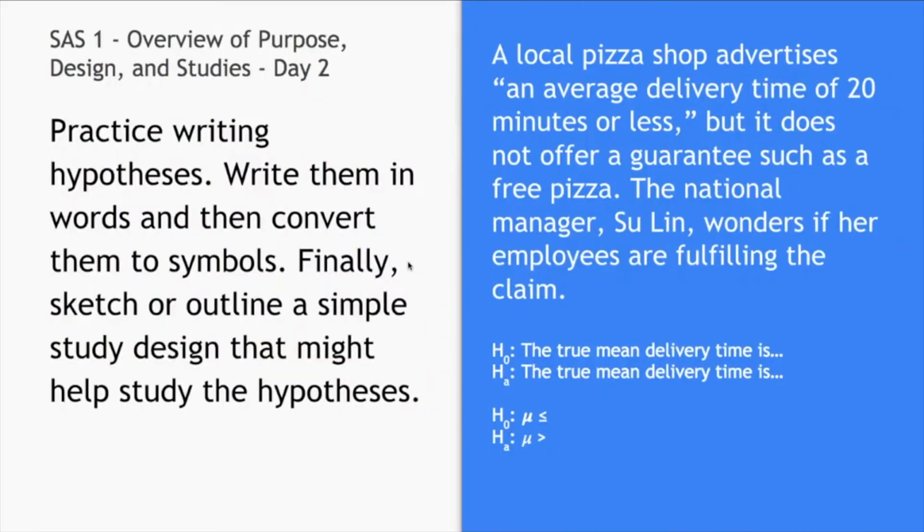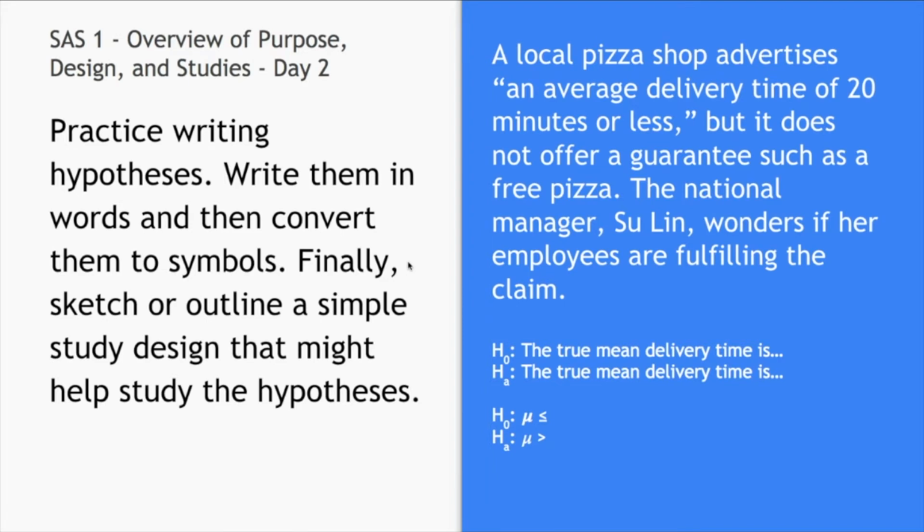So practice writing hypotheses. We want to write them in words and then convert them into symbols. All right. Finally, sketch an outline or simple study design that might help study the hypothesis. So a local pizza shop advertises an average delivery time of 20 minutes or less, but it doesn't offer a guarantee such as a free pizza or something. Now, the store manager, Sulin, wonders if her employees are fulfilling this claim.